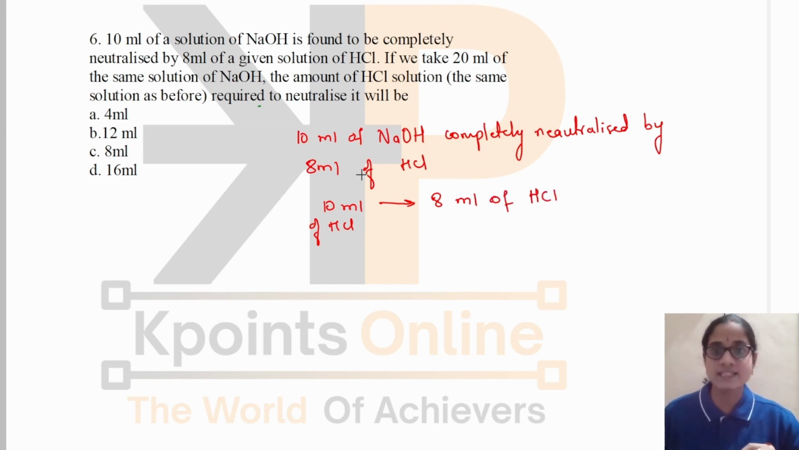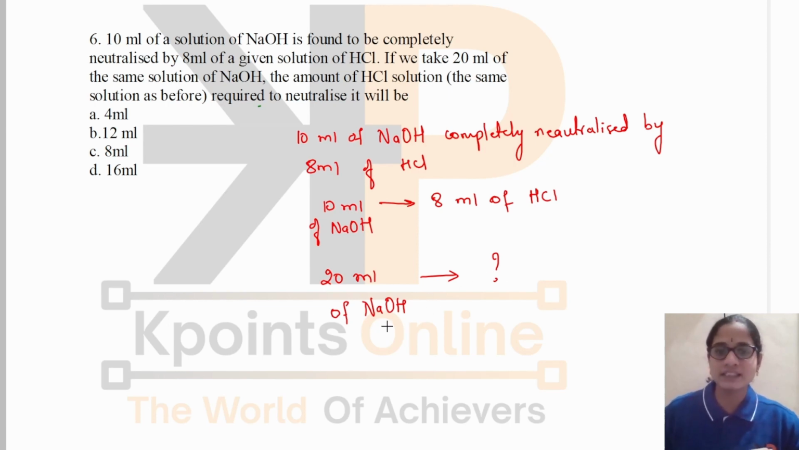Then our question is, if we take 20 ml of the same solution of sodium hydroxide, the amount of HCl solution that is required will be. So if we want to neutralize 20 ml of the same solution of NaOH, okay, if 20 ml of the same solution of sodium hydroxide is taken, means we have not changed its concentration. The same solution is taken in another volume. Okay, 20 ml of NaOH is taken, then what amount of HCl will be needed?